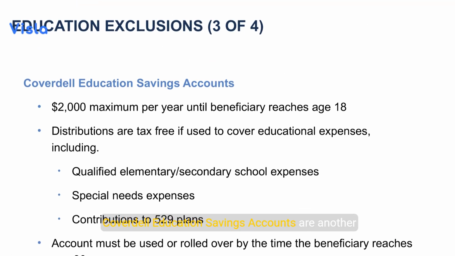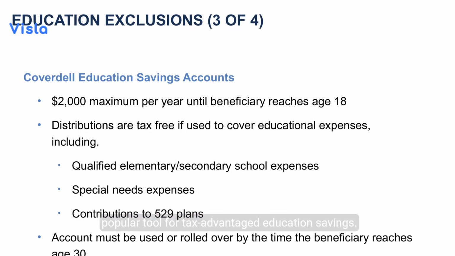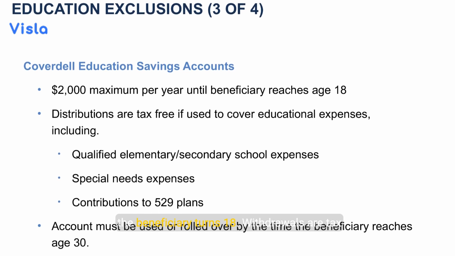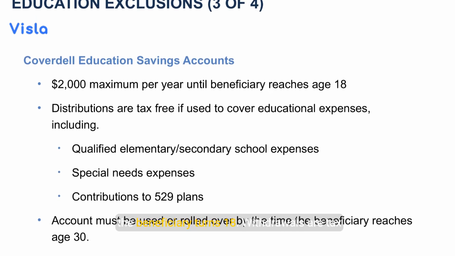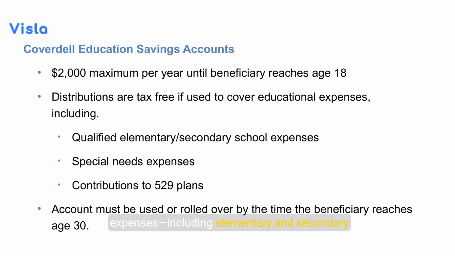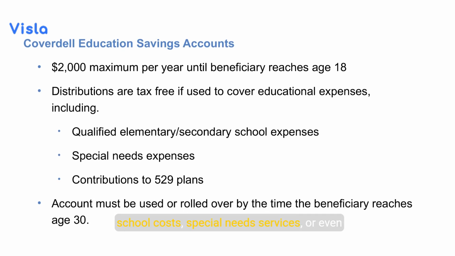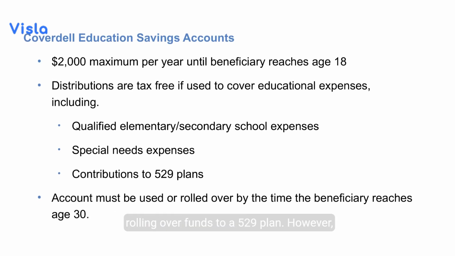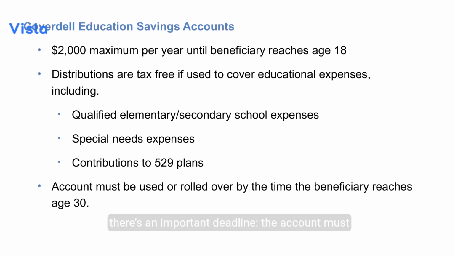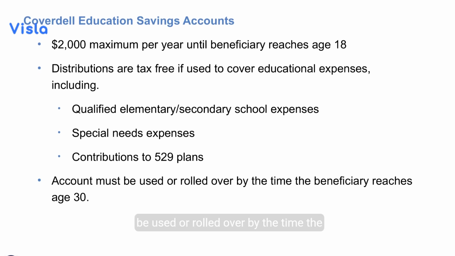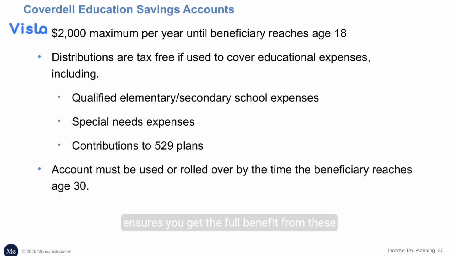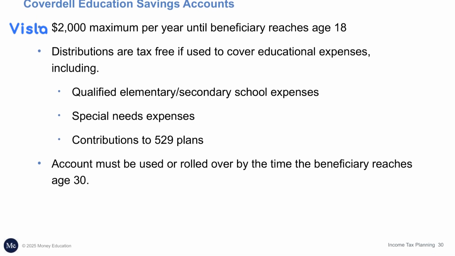Coverdell Education Savings Accounts are another popular tool for tax-advantaged education savings. You can contribute up to $2,000 per year until the beneficiary turns 18. Withdrawals are tax-free if used for qualified educational expenses, including elementary and secondary school costs, special needs services, or even rolling over funds to a 529 plan. However, there's an important deadline. The account must be used or rolled over by the time the beneficiary reaches age 30. Planning ahead ensures you get the full benefit from these accounts.